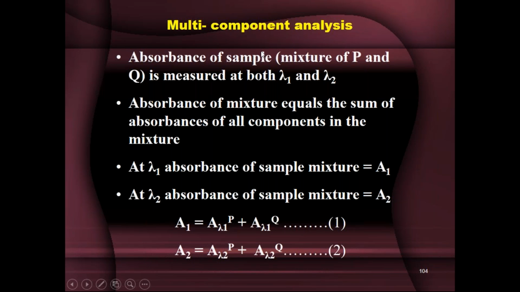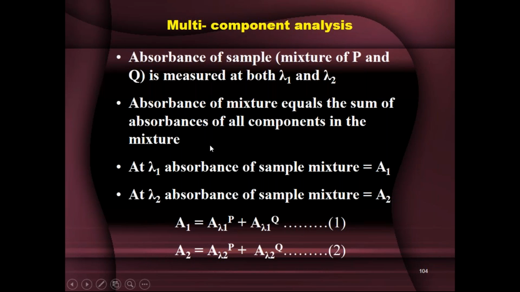So absorbance of the sample, which is a mixture of P and Q, is then measured at both lambda 1 and lambda 2. So what absorbance you get at lambda 1 will be called A1, and what absorbance you get for the sample mixture at lambda 2 will be called A2. Now we already know that absorbance of mixture equals the sum of absorbances of all components in the mixture. Of course, we have assumed the components are not interacting with one another.